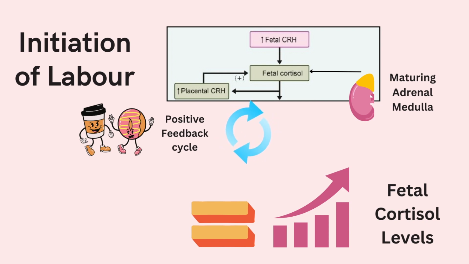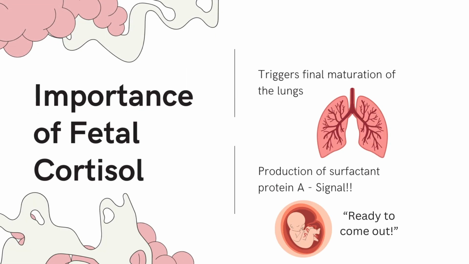This causes fetal cortisol levels to increase, and that has a lot of importance. The first important thing is that an increased level of fetal cortisol triggers the final maturation of the lungs. For example, premature babies usually have lungs that are not mature enough because the fetal cortisol levels are not high enough to cause the maturation of the lungs. Another reason high fetal cortisol levels are important is the production of surfactant protein A, which is a very important signal to basically tell the baby, come out right now. So these two things are very important and need to happen when the fetal cortisol levels increase.